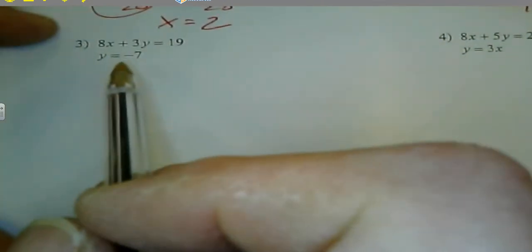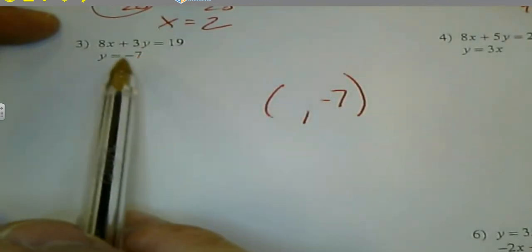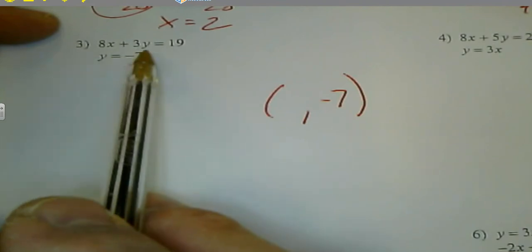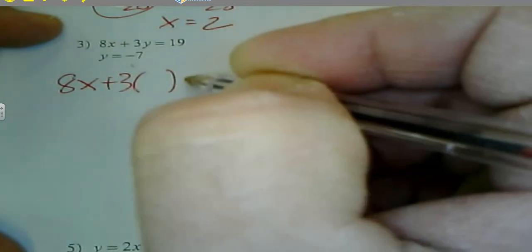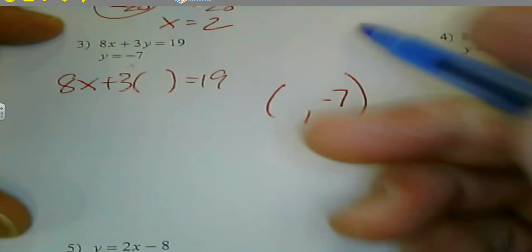So this one has it already solved. Your y part is already solved for you. You have your coordinate point for your y. So all you're doing is subbing it in there. So 8x plus 3, put your parentheses, and the number you're going to put in there is your negative 7.